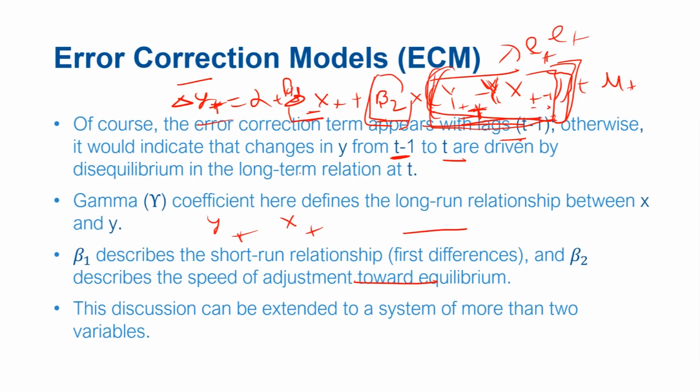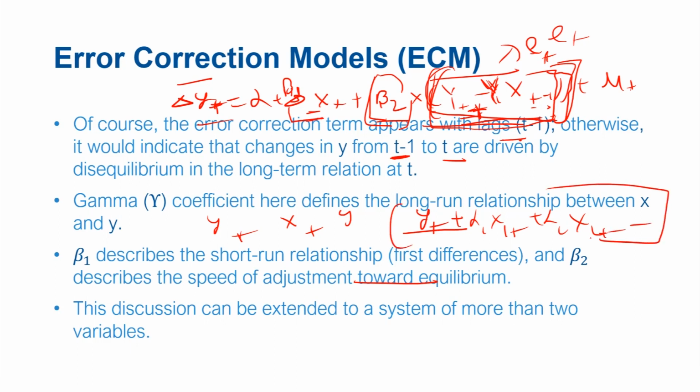Now, just to summarize this discussion, here we use two series, but this can be extended to multiple series, where we can use a larger cointegrating vector with multiple variables, such as a vector like yt plus alpha 1 x1t plus alpha 2 x2t and so on.